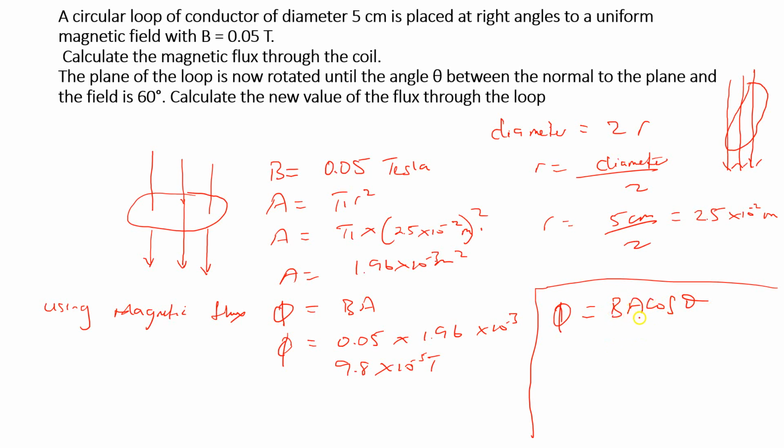We worked out what BA is already, which is 9.8 times 10 to the minus 5, times cos of 60. When we put that in our calculators, we're seeing that our magnetic flux is now going to be pretty much half of what it was initially. So 4.9 times 10 to the minus 5 Weber.